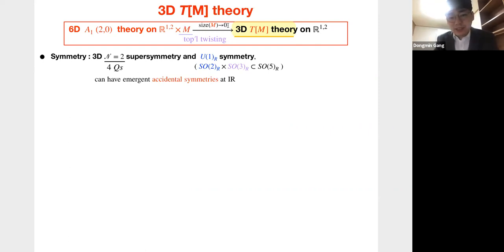When the size of the 3D manifold is very small, this is effectively described by the 3D theory, which I will denote the TM theory. For some technical reason, I should do some technical operation in this compactification called topological twisting, but it is not so important. Anyway, starting from the 6D theory compactified on a 3D manifold, we can get a 3D theory labeled by the choice of the internal 3D manifold. This resulting 3D theory generically has 3D supersymmetry, a 3D relativistic conformal theory with supersymmetry, and also has some U(1)_R symmetry. And there could be some emergent extended symmetry at IR.